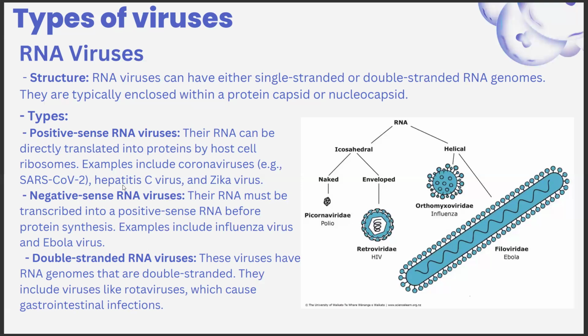Double-stranded RNA virus. These viruses have an RNA genome that is double-stranded. They include viruses like rotavirus, which cause gastrointestinal infections.